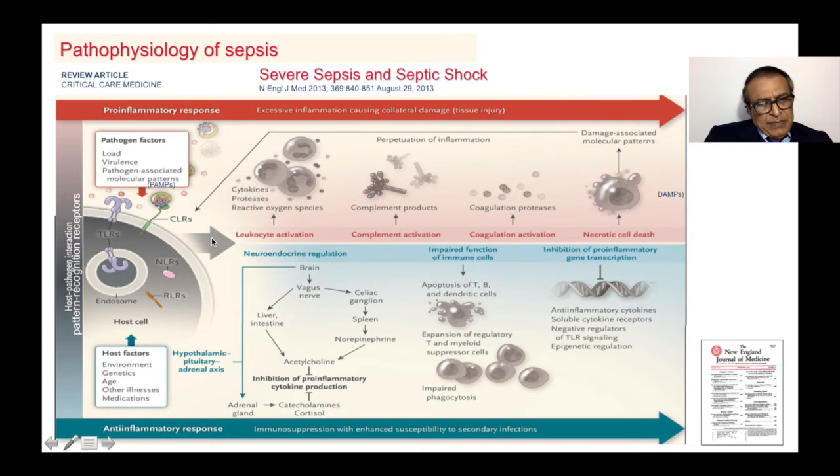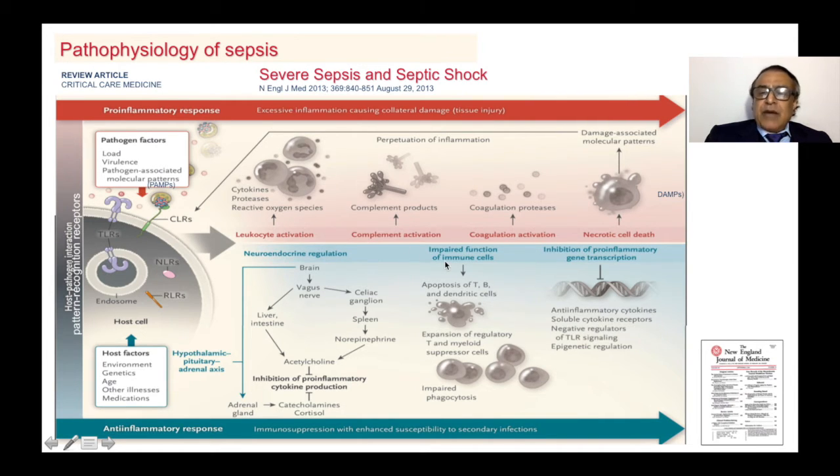Now, another important aspect is the anti-inflammatory response, which almost starts simultaneously. This operates primarily through neuroendocrine regulation, which includes the parasympathetic pathway activation as well as the adrenal gland, and finally leads to inhibition of pro-inflammatory cytokine production.